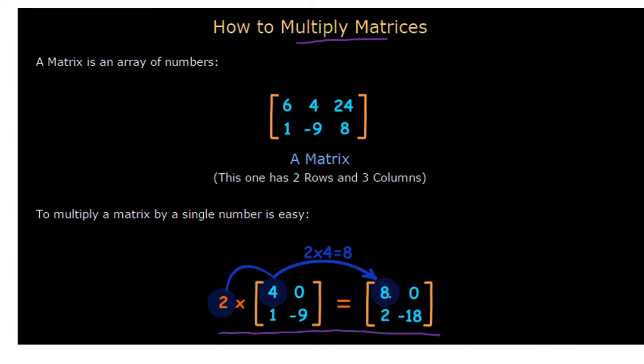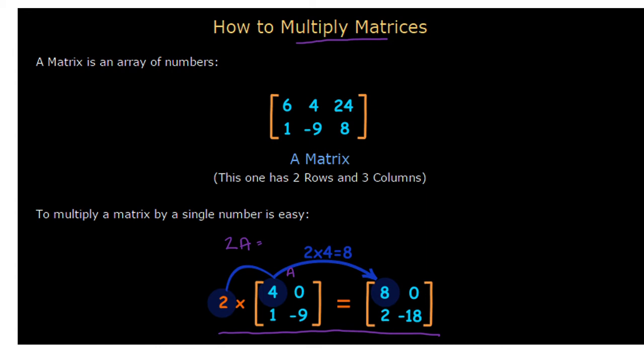Okay? So all we have to do is, if we have a number outside the matrix, let's say this matrix is called A, because you're going to see this notation. So if they want us to multiply 2 times that matrix, anything with a capital letter is a matrix, then you just take each individual spot and multiply by 2.